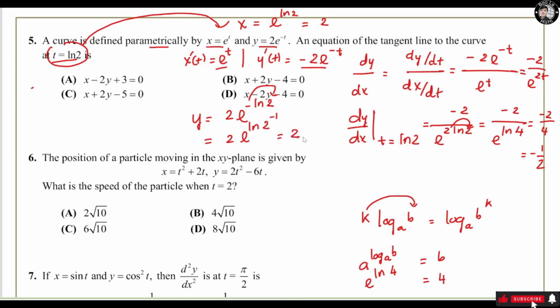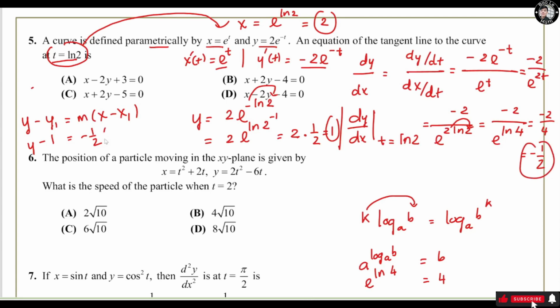So it could be 2 times 2 to the power of negative 1, which is 1/2, so it could be 1, right? So the ordered pair is (2, 1). The equation is y minus y1 equals m times x minus x1, right? So y1 equals 1. So y minus 1 equals, the slope is negative 1/2 right here, times x minus x1. x1 is right here, 2, right?